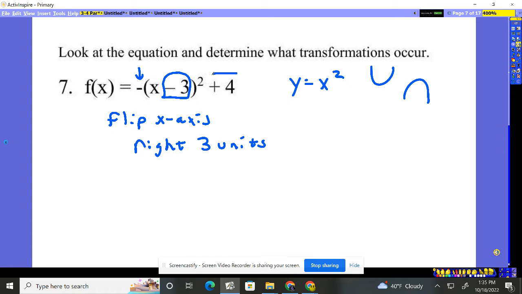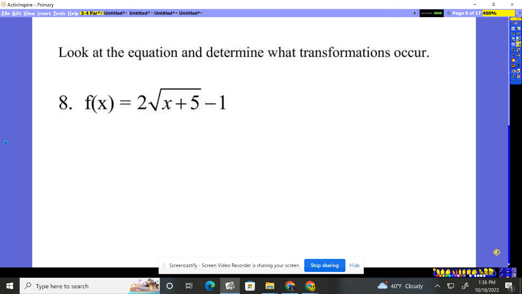And then finally, the outside piece, we simply added 4. That's going to shift it up 4 units. It's the same thing every time. We're just looking inside at what we do to the x. It'll be the opposite of what we think. Then the part outside of the x piece is what's going to shift it up or down. And then simply, if you have a negative out front, it's going to make it flip over the x-axis.